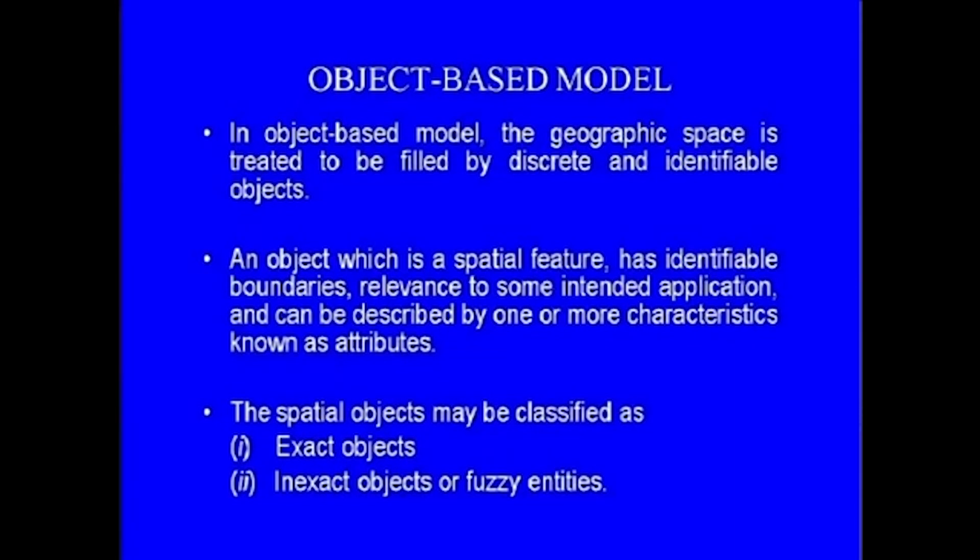So, let us look at object based models. In object based models, the geographic space is treated to be filled by discrete and identifiable objects. An object which has a spatial feature has identifiable boundaries, relevance to some intended application, and can be described by one or more characteristics known as attributes. The spatial objects may be classified as exact objects or inexact objects or fuzzy entities.